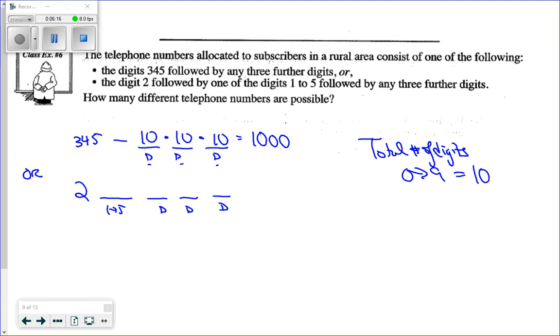Now I'm not multiplying it by 345 because 345 is set. There's no choices there. It has to be a 345. Okay, how many numbers are there from 1 to 5? 5. And then 10, 10, 10. So that will give you 5,000 numbers. So option A will give you 1,000 choices. Option B will give you 5,000 choices. So how many different telephone numbers are possible? 6,000.